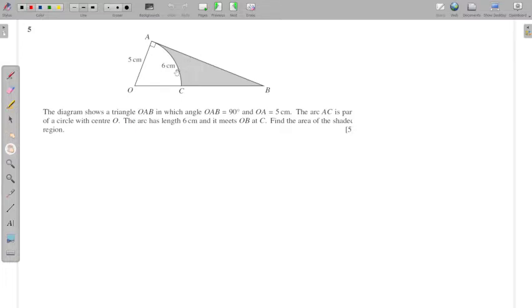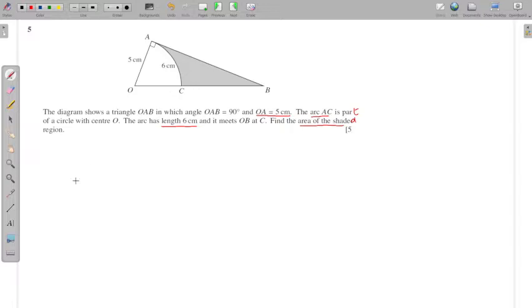And that is a question of circular measure. So here we have been given this right angle triangle, and they have said that OA is equal to 5 centimeter. The arc AC is part of a circle with center O. The arc has length 6 centimeter and it meets OB at C. So we have to find out the area of the shaded region, which is this gray part.